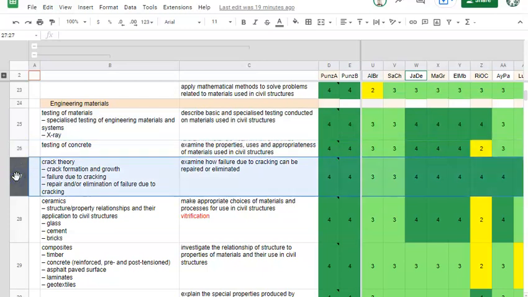Crack theory, right? What is the one rule that you need to know for cracks? If you've got a crack, what do you do to stop it from growing? Sorry? Drill a hole is exactly right. You drill a hole and that stops crack propagation.